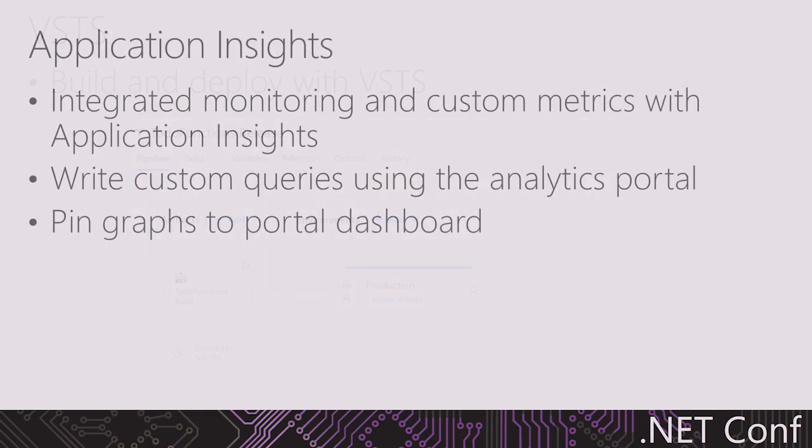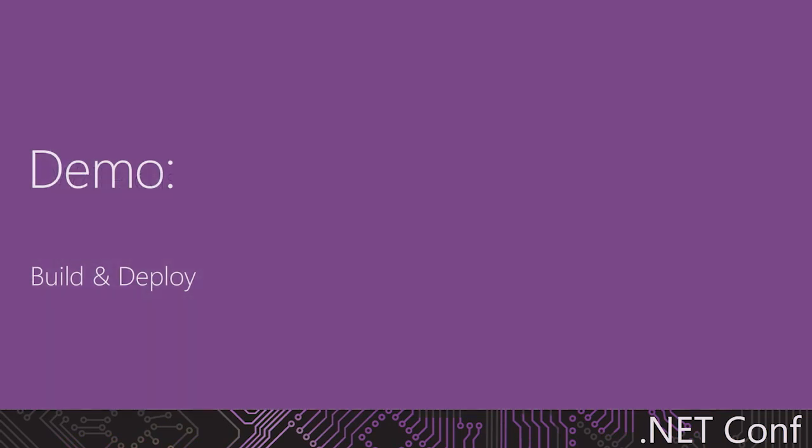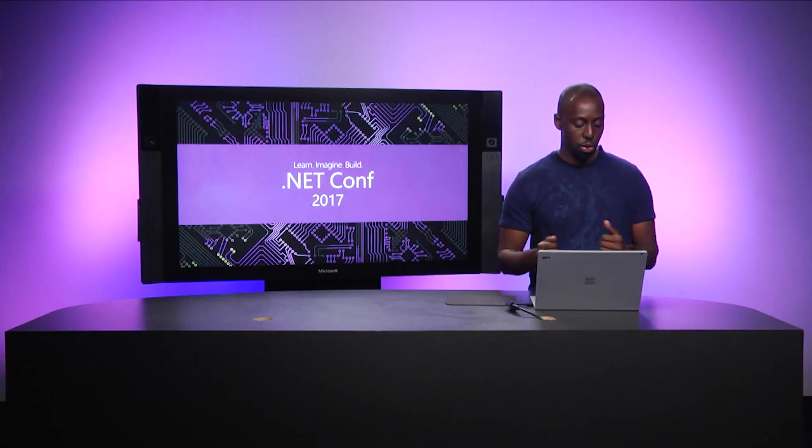Also, after our functions are deployed, we need to be able to monitor them too. So we have a really cool service called Application Insights that's going to allow us to do that. I could track things like custom metrics. I can track things like the request time and various other telemetry that comes out of my Azure Functions app. So let's go ahead and see how we could build and deploy using some tooling inside of Visual Studio.